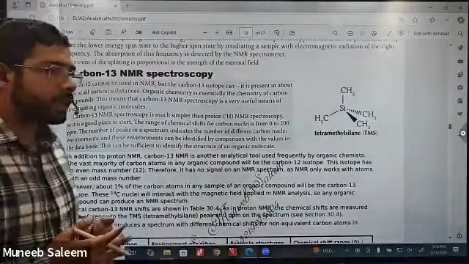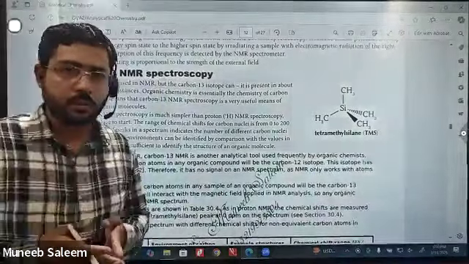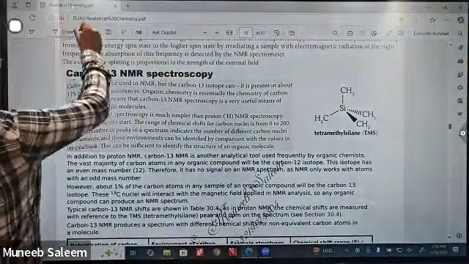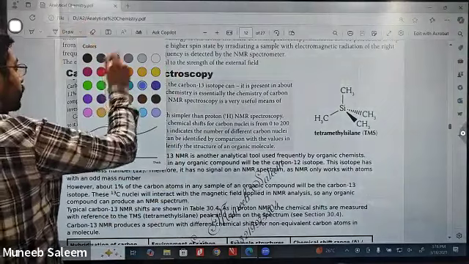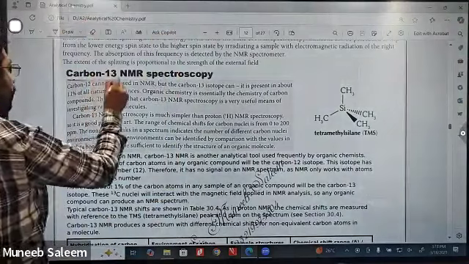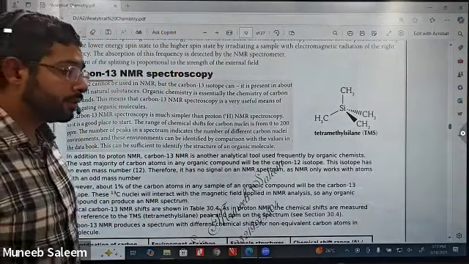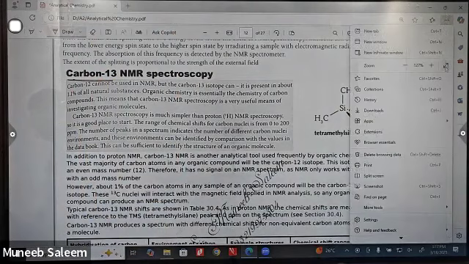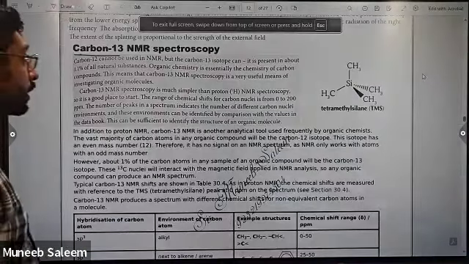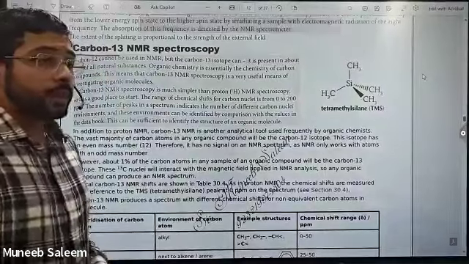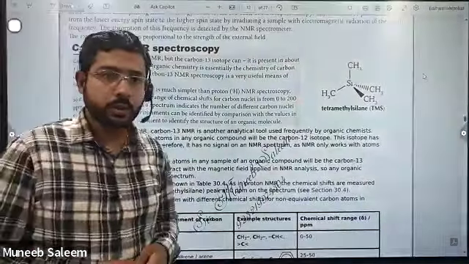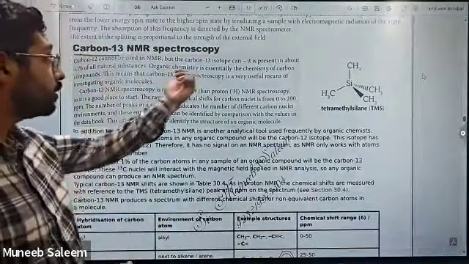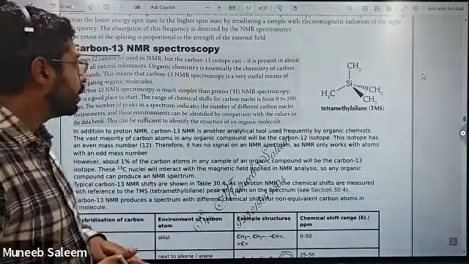Now we'll see how carbon-13 NMR basically works. In carbon-13 NMR, the element we are going to deal with is carbon, and the isotope is 13. In our previous lecture, we said that those elements can be detected in NMR which have an odd nucleon number. Carbon-13 has an odd number of nucleons.